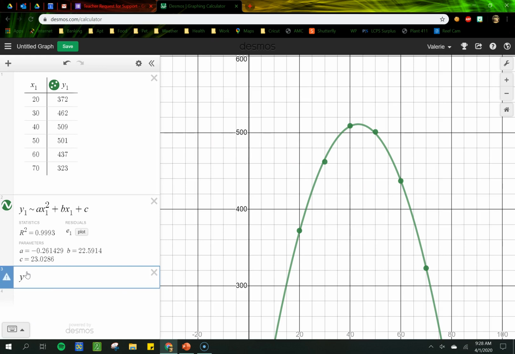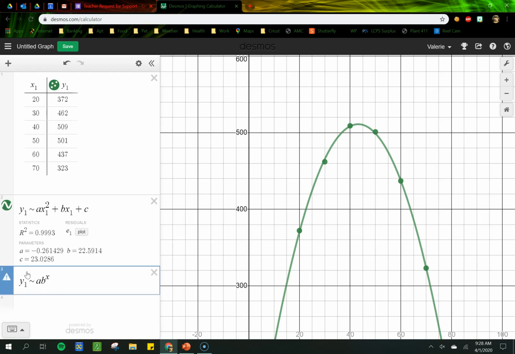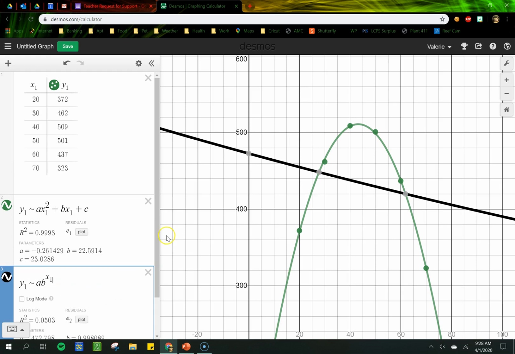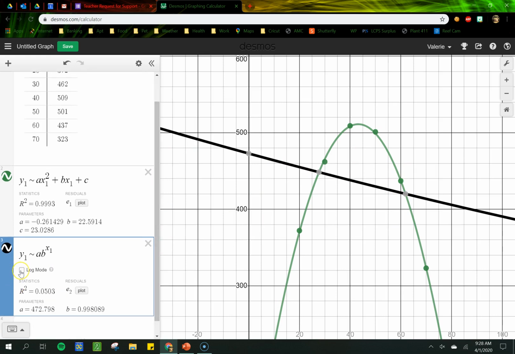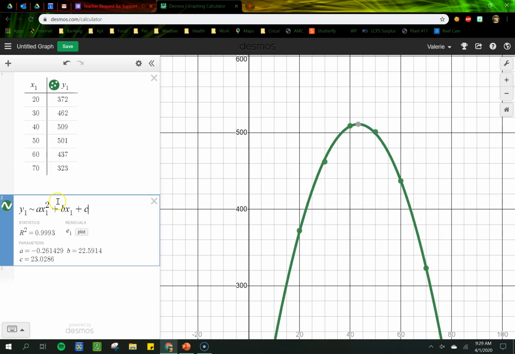If I did the same thing, but this time I used exponential, so a, b raised to the x, with a subscript of 1, it's again giving me a line that doesn't really hit my data points very nicely. I am going to click log mode whenever I'm in exponential. The next one we'll talk about that a little more, but always click log mode. If I look at my r squared variable, I don't have a very good fit. This is 0.07, which is not very close to rounding up to 1. 0.999 is close to rounding up to 1. So that means then this is the model I'm going to use.